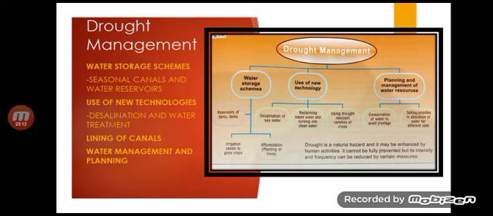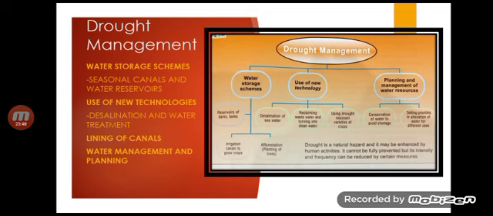Furthermore, the lining of canals. Most of the canals in Pakistan were dug during the British era. At that time they were not lined with concrete, they were just dug in the mud. So when the water flows, it will seep through the land. That is how the groundwater table is also formed. So if we line the canals, then the loss of water can be reduced, and better water management and planning can also be conducive to reducing drought.